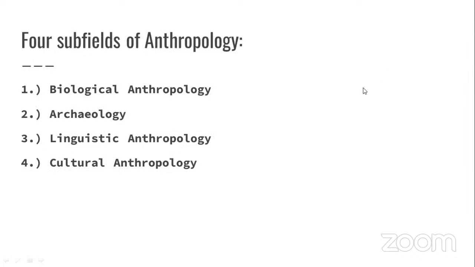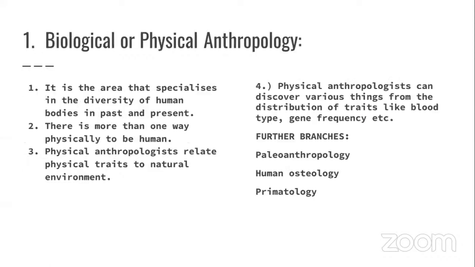Now, there are four subfields of anthropology. The first field that we're going to discuss is biological anthropology. The second is archaeology. The third is linguistic anthropology. And the fourth is cultural anthropology. Biological anthropology is also called physical anthropology. Basically, it is the area that specializes in the diversity of human bodies in past and present. So it focuses on the human bodies.